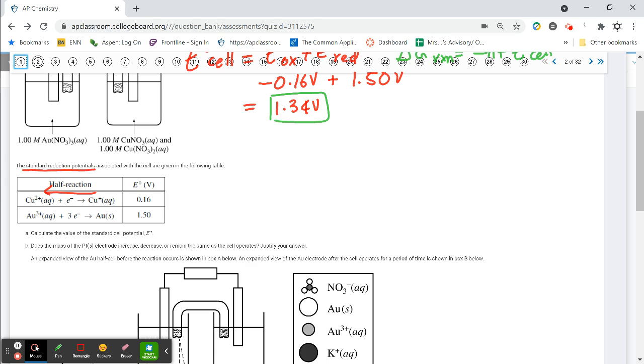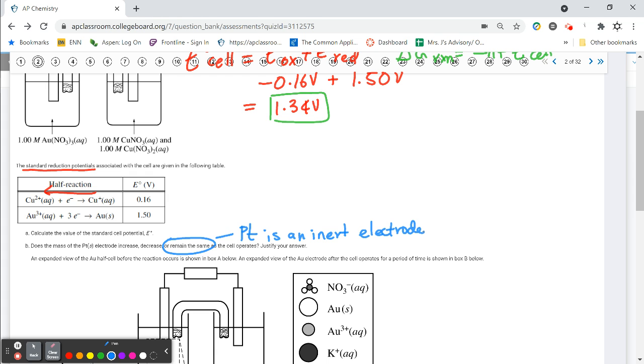The next question is, does the mass of the platinum electrode increase, decrease, or remain the same as the cell operates? And for that, the answer is it remains the same because platinum is an inert electrode. It does not participate in the actual reaction. It is just functioning as a method of electron transport.